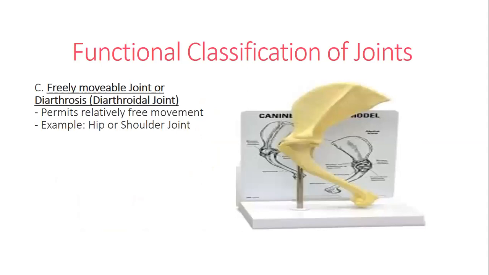Next, we have the freely movable or the diarthroidal joint. This permits relatively free movement. The hip or shoulder joints are examples.